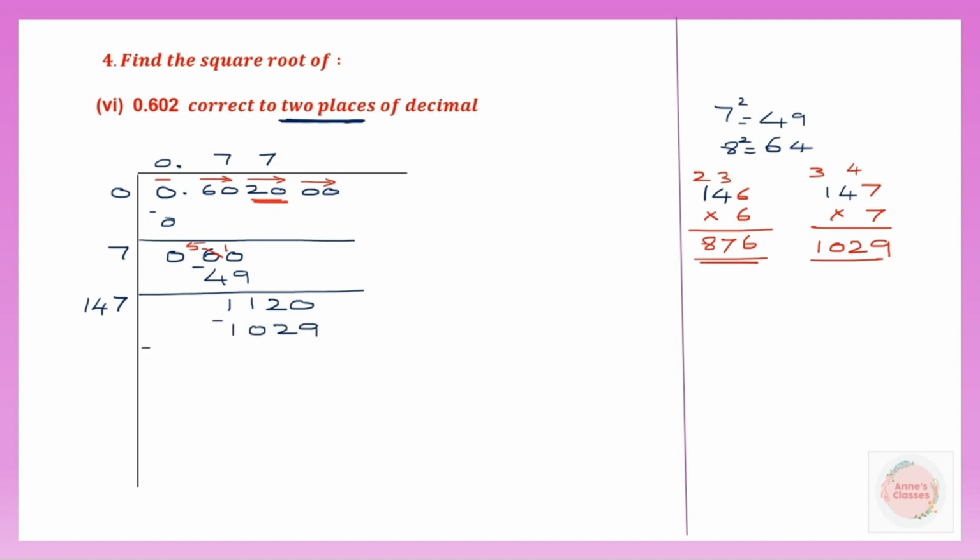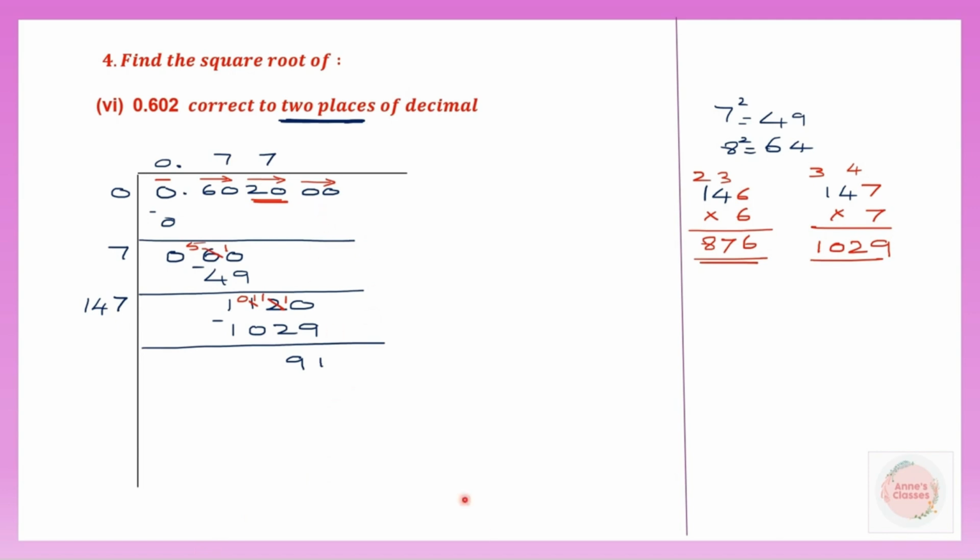1029. Now again, let's subtract this. So this becomes 1 and this is 10. 10 minus 9 is 1. Now 1 minus 2 you can't do. So we have to borrow again from here. So that is 11 minus 2. 11 minus 2 is 9. So we have 91 here.